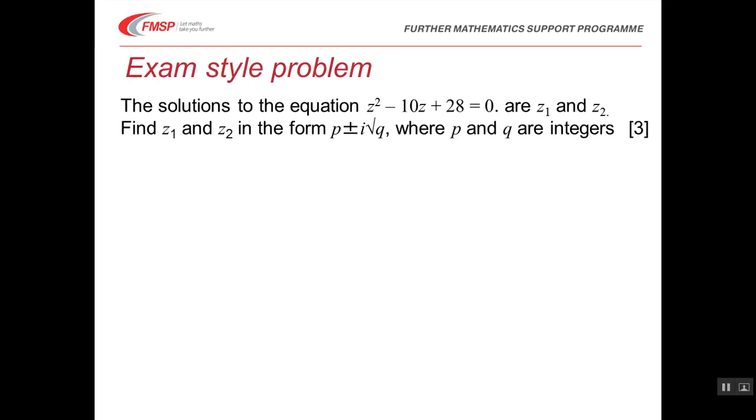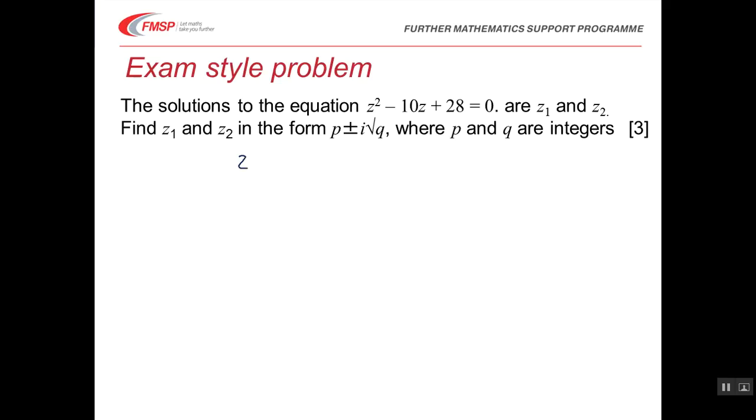So let's have a look at an exam style problem. We've got to find the solutions to the equation z squared minus 10z plus 28 equals 0, and these are the roots z1 and z2. And we need to find these roots in the form p plus or minus i root q, where p and q are integers. Notice it's often desirable to use z as a variable in complex numbers.